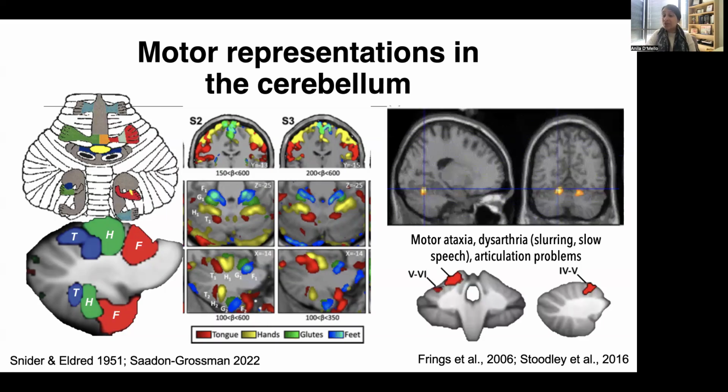And if you ask people to do more complex tasks, for example, articulate words, you actually activate these regions, right? So that's where the motor articulators for speech live in the cerebellum. And conversely, if you damage those regions of cerebellum, you end up with articulation difficulties and dysarthria. So this is a nice way to say, okay, there's some basis for these motor disruptions that we can see in patients, and you can see this with neuroimaging.